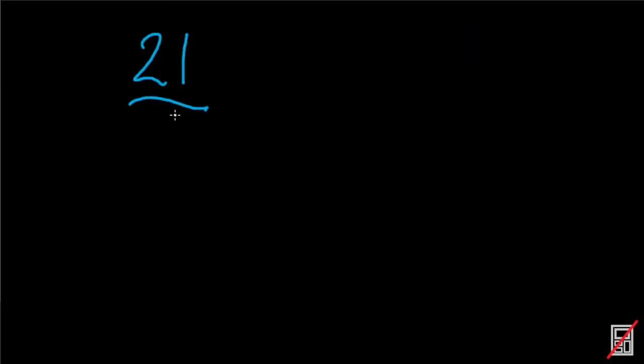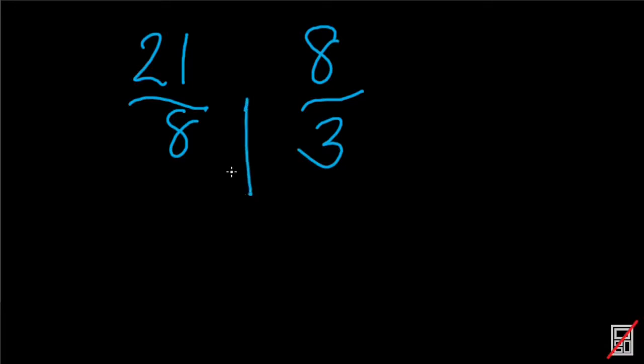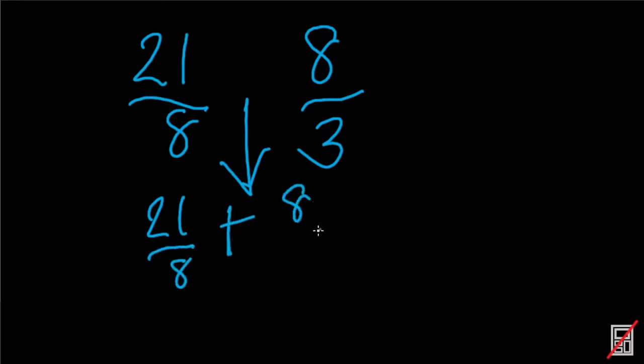Now this one will happen to be less than 8/3. And so let's try doing the same method again and haphazardly take the average of the two. Now this one's a bit trickier to take the average of: 21/8 plus 8/3 over 2. That's how we take an average.